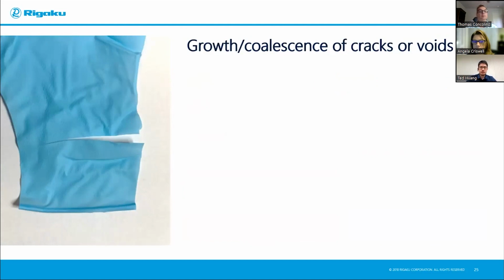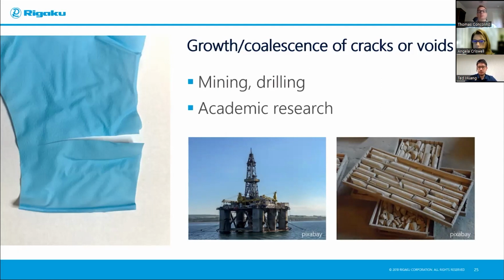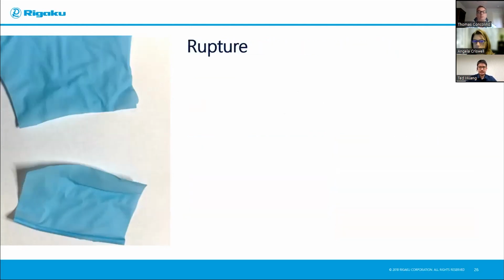The next stage, the growth or coalescence of cracks or voids. This stage is not as popular for failure analysis because it is already very, very close to fracture, to the rupture. But in some cases, maybe this is exactly what you want to learn. Because for example, if you're doing mining or drilling, failure will actually lead you to what you're looking for. Or you're from the academic or research side, and you just want to learn the process. You want to learn how exactly this kind of failure happens in certain types of materials or in certain types of ground or geographical settings. And lastly, the final stage is rupture.